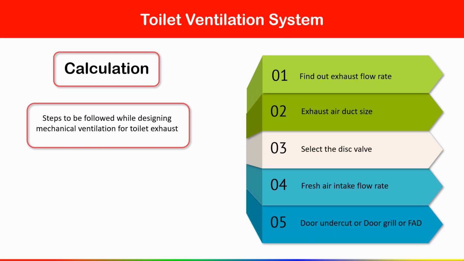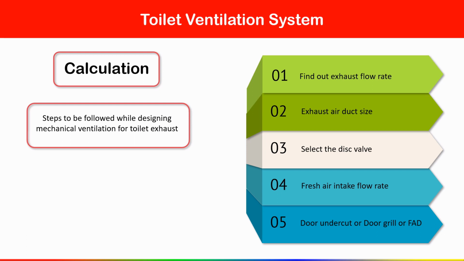Now, door undercut or door grill or fresh air duct. If you remember, when you install the door in the toilet, how can we take the fresh air into the toilet, how can we supply the fresh air? The first option is to run the duct work and take fresh air from the outside, and with the help of a fan, an inline fan is also there, you can supply that fresh air into each and every toilet.